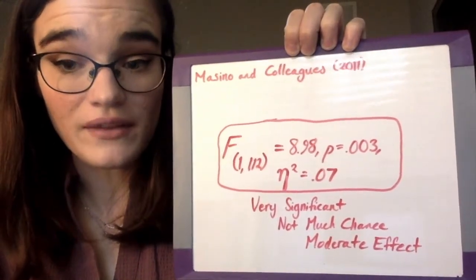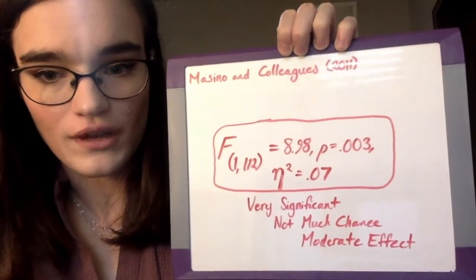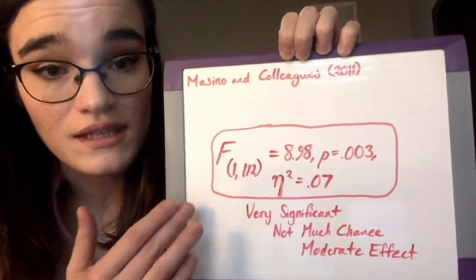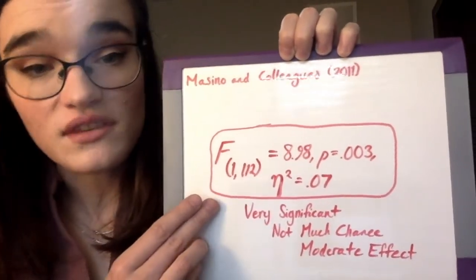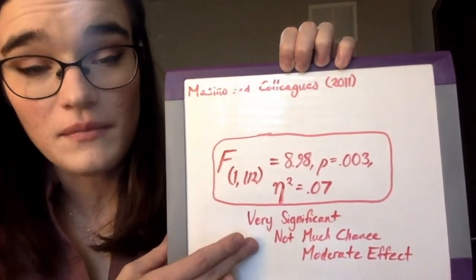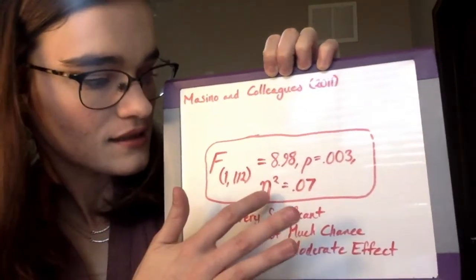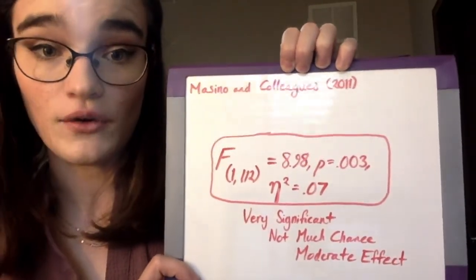Overall, adenosine-stimulating activity showed significantly improved behavior compared to the control activity, demonstrated in this statistic here, which shows the relationship to be very significant, which means that there was not much chance that this would have happened randomly. And the last statistic here shows that there would have been a moderate effect.